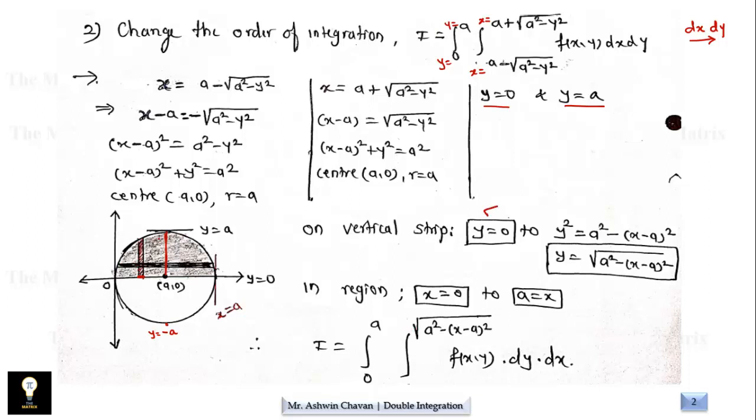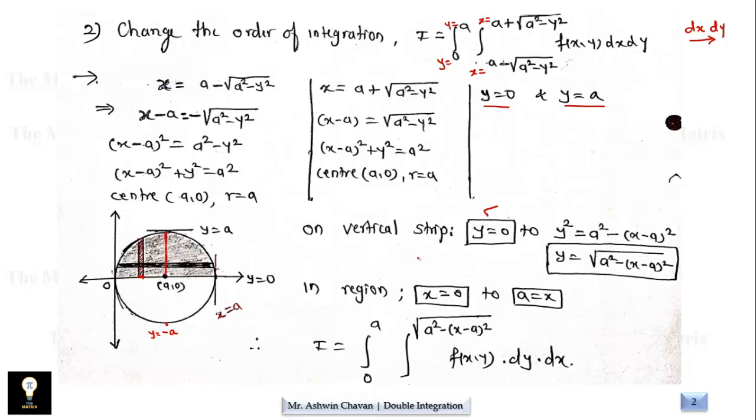So let's convert the circle equation into y equals form. Currently it is y square plus (x minus a) whole square is equal to a square. So y square will be a square minus (x minus a) whole square. And then y is plus or minus root of a square minus (x minus a) whole square. Since we are in the first quadrant, y will be positive. That's why the positive root. It's the upper limit of y.